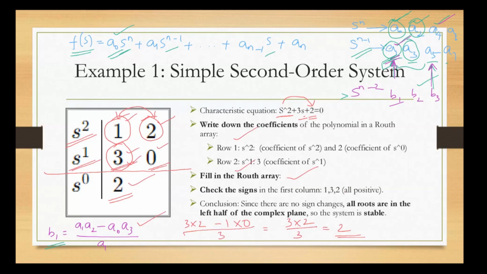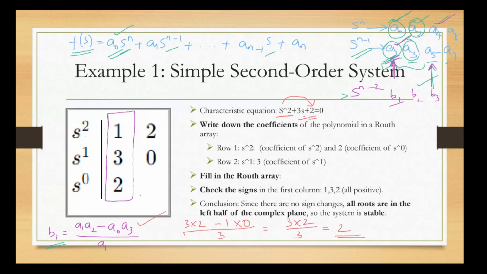Now we have to check the signs of the first column. Once we have filled the Routh-Hurwitz table, we need to check the signs of the first column. Since the signs are all positive, there is no sign change, so all roots are in the left half of the complex plane and the system is stable. If there are some sign changes, the number of roots that lie in the right half of the S plane is equal to the number of sign changes.